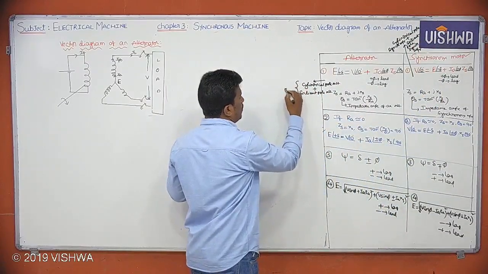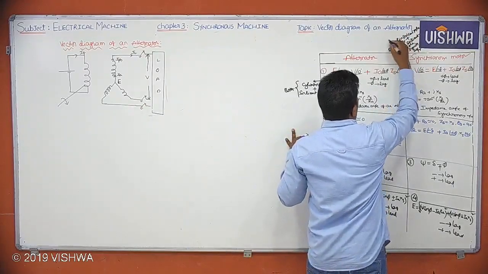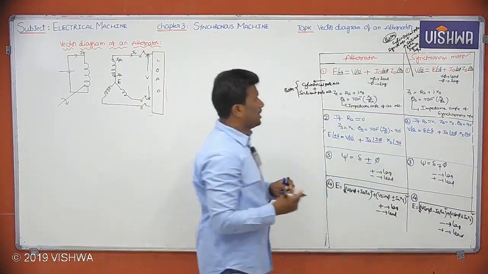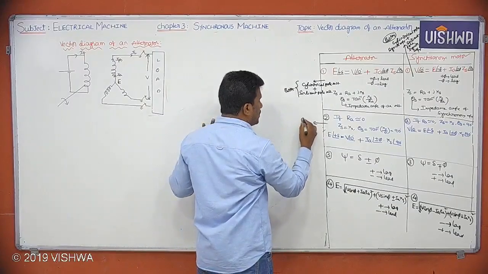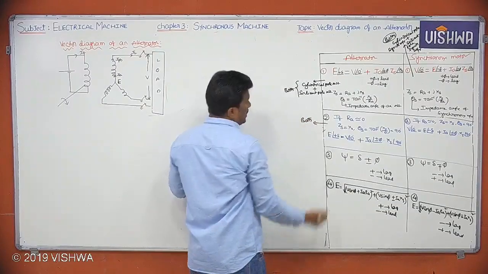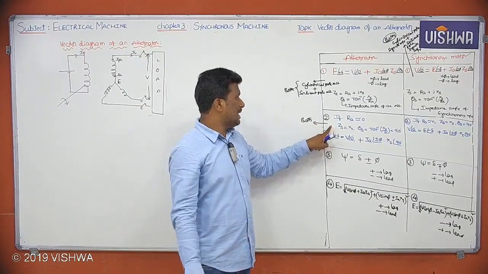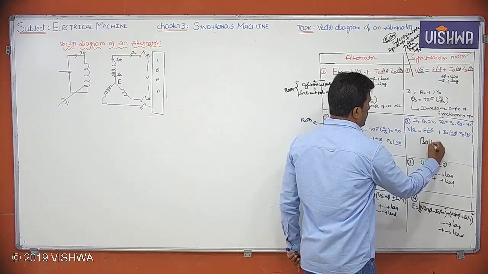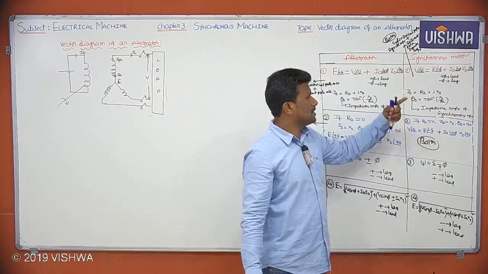This can be called as both alternators. This I can say both motor. Similarly guys, this formula is also applicable for both alternators. Nothing but it is applicable for cylindrical pole alternator and salient pole alternator. This formula is also applicable for both cylindrical pole synchronous motor and salient pole synchronous motor.